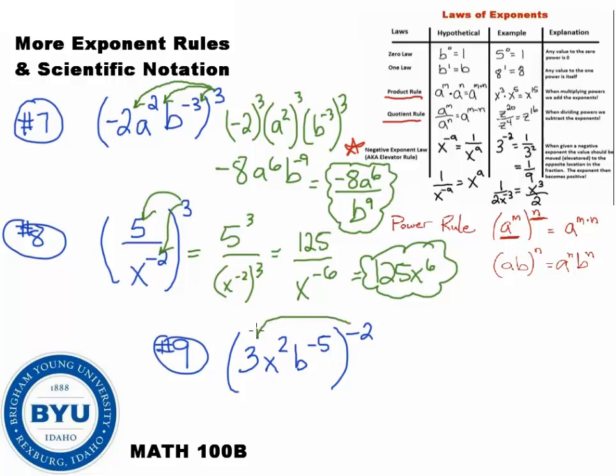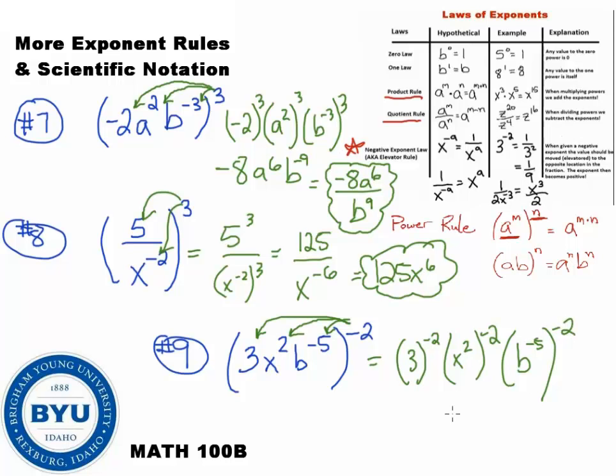Number 9, we need to raise everything here to the negative 2 power. So we're going to get 3 to the negative 2 power, x squared to the negative 2 power, and b to the negative 5 raised to the negative 2 power. Okay, 3 to the negative 2 power. Well, remember the negative rules, we've got it right here in our table. 3 to the negative 2 power is the elevator rule. It comes out to be 1 ninth.